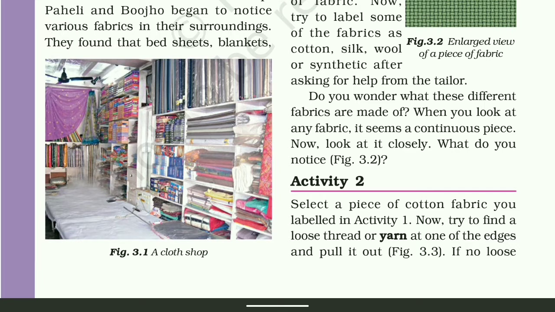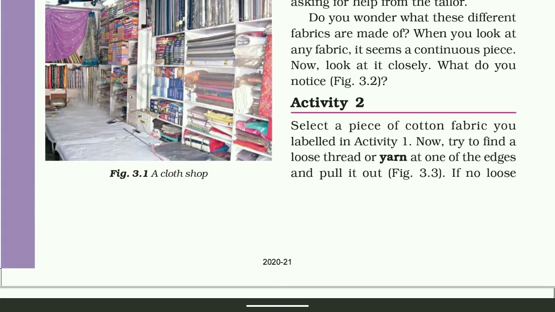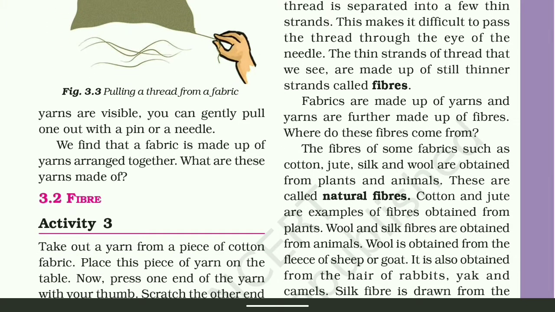When you look at any fabric, it seems a continuous piece. Now look at it closely. What do you notice? Activity 2. Select a piece of cotton fabric you labeled in Activity 1. Now try to find a loose thread or yarn at one of the edges and pull it out. Figure 3.3. If no loose yarns are visible, you can gently pull one out with a pin or a needle. We find that a fabric is made up of yarns arranged together.